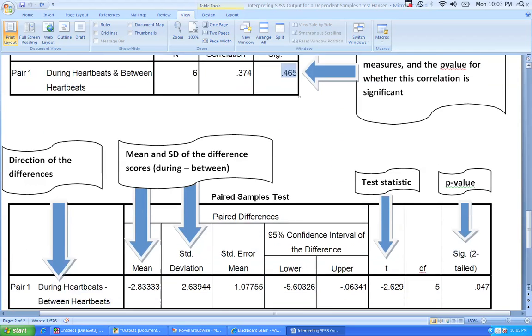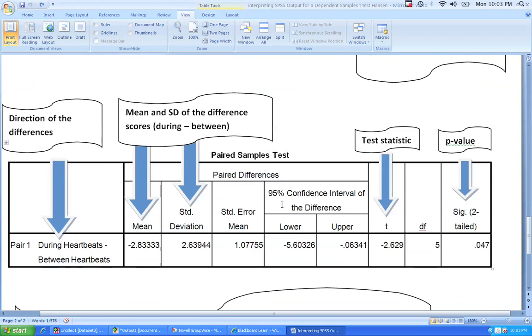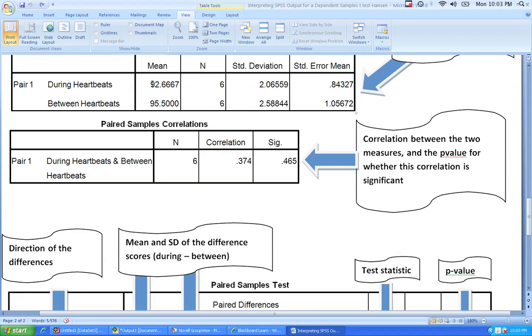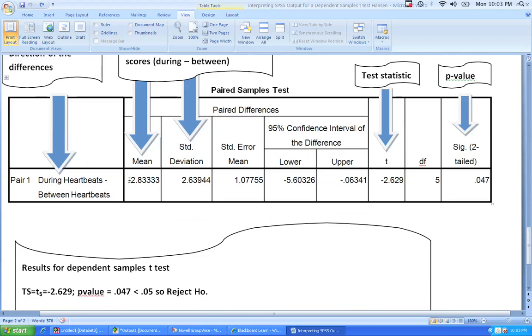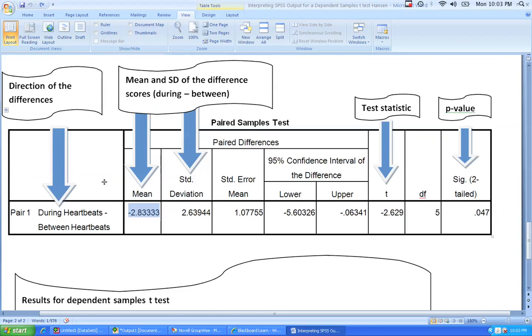The third table is the most important table because it provides the results from the statistical test. Note that the difference is defined as during heartbeat minus between heartbeat. The during heartbeat group was smaller than the between heartbeat group, so we would expect that mean difference, during minus between, to be negative. And you can see that the mean difference is negative. The output here shows the direction of the differences that the means are taken.